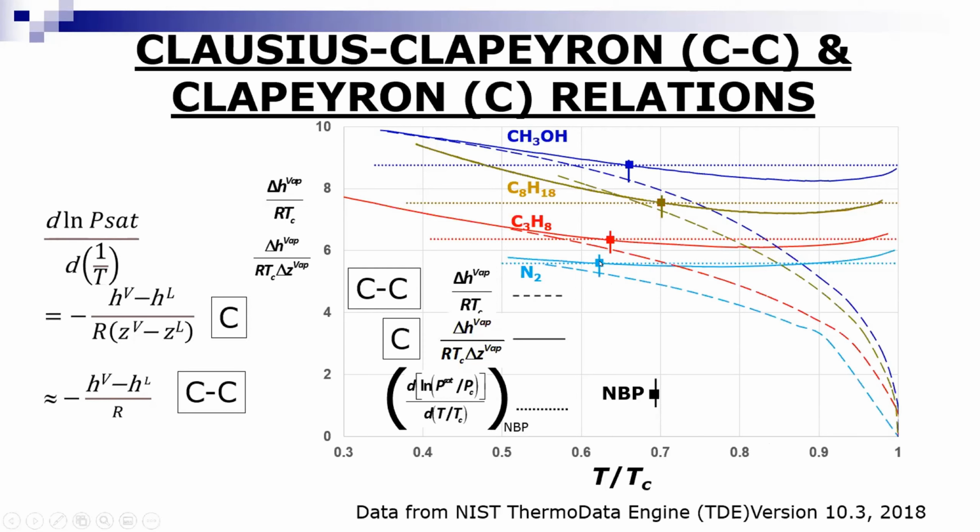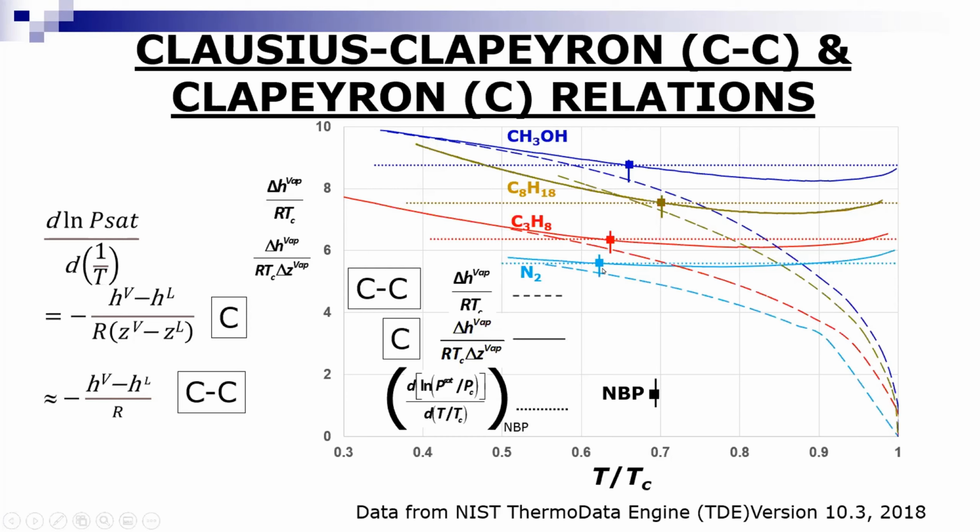Anyhow, here's the normal boiling temperature. And if you talk about the rigorous equation, this is how it varies up to the critical temperature. And here, this would be the Clausius-Clapeyron equation. And this is what you would get if you chose the value right at the normal boiling point. And this is true for each of the components.